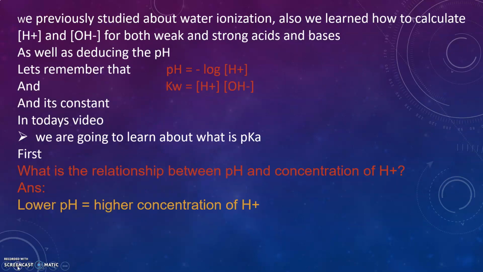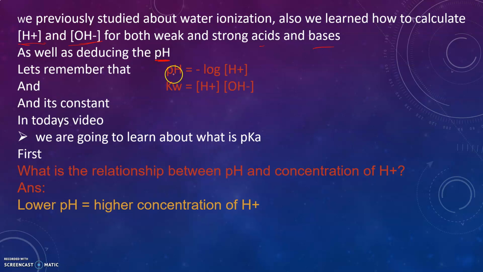First, let's remember some things about the previous lessons that you have studied. We previously studied the water ionization equation, right? And we learned how to calculate the concentration of hydrogen and the concentration of hydroxide for both weak and strong acids or bases. Remember, you had the methods. Also, from the concentration of hydrogen or hydroxide, we can deduce the value of pH.